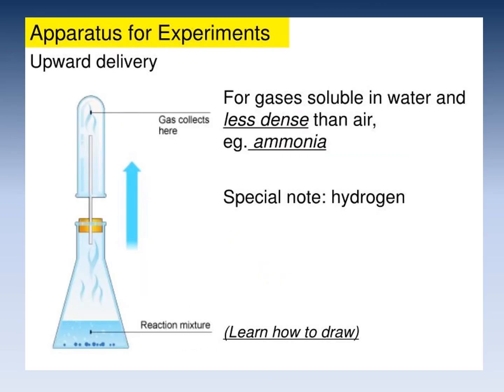Now the upward delivery. This method is used for gases which are soluble in water and less dense than air, for example ammonia. Ammonia can be collected by upward delivery. We cannot use this method for collecting hydrogen, because although hydrogen is less dense than air, it is not soluble in water. So hydrogen can be collected only by displacement of water.